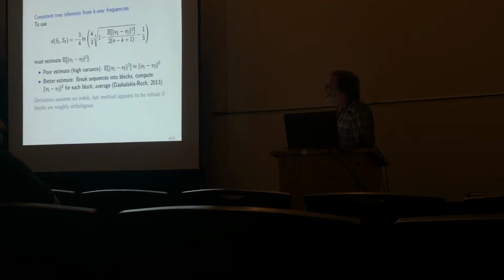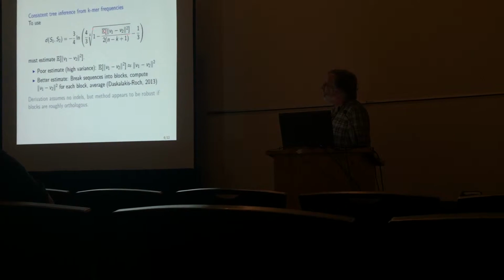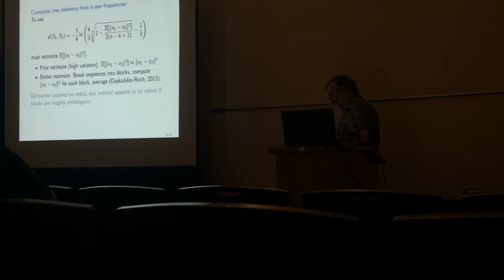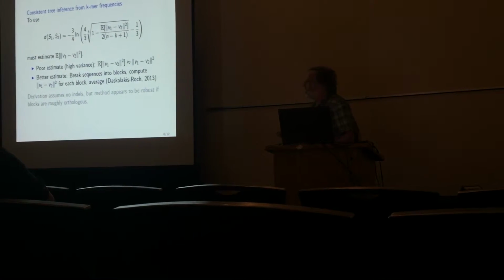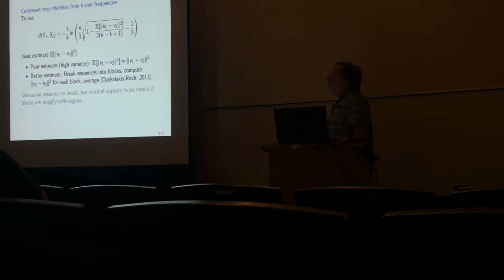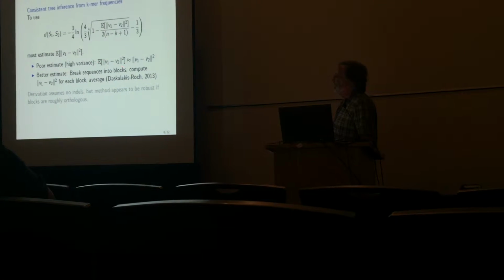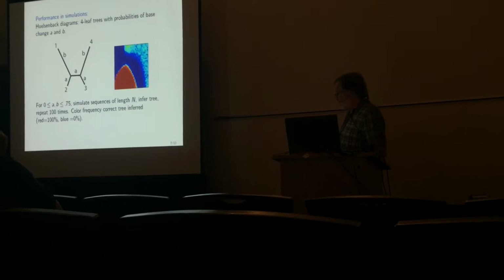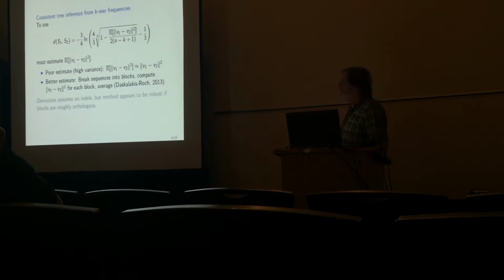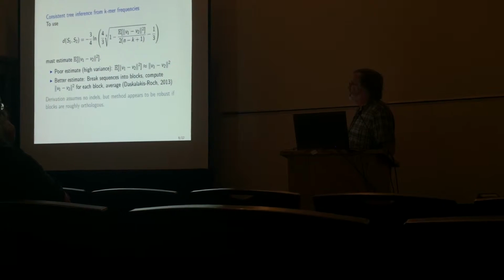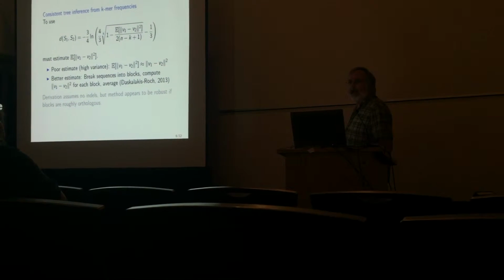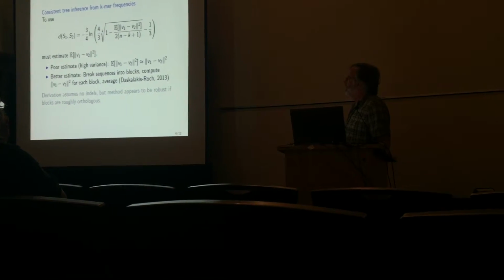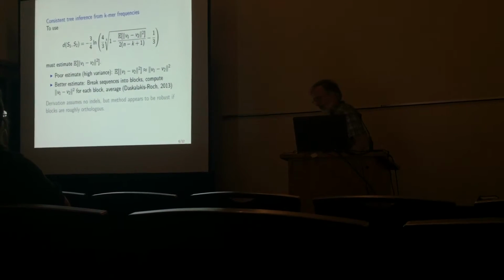So if I'm going to use this, I have to get an estimate of that expected value. The naive thing to do, which doesn't work well, is this: you've got your sequences, you compute the difference of these two vectors, take their L2 norm, and use that one value as an estimate of the expected value.